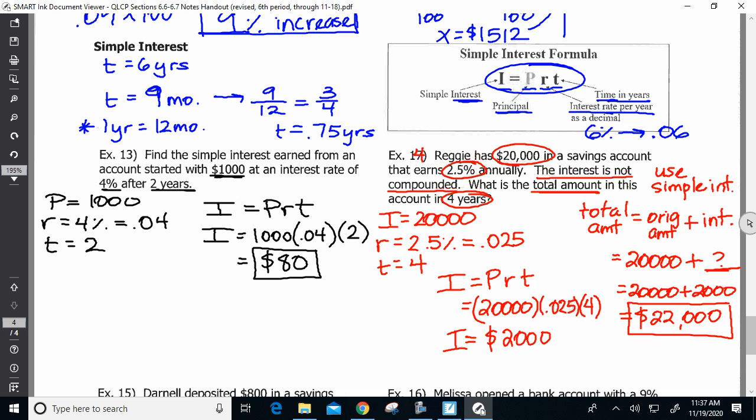That's it. Problem done. So when they're asking you for total amount, you just have to know that you have to take the original amount and add the interest to it. Original amount plus the interest.